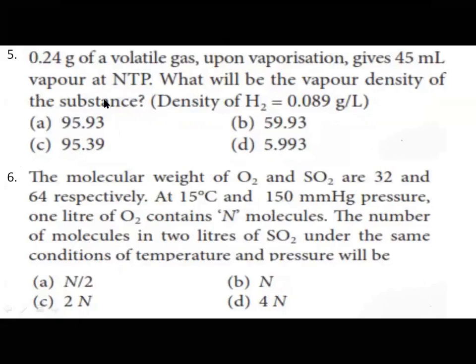0.24 grams of volatile gas upon vaporization gives 45 ml vapor at NTP. Yes, temperature and pressure, normal temperature and pressure. What will be the vapor density of the substance? The density of hydrogen gas is 0.089 grams per liter. So what is the question they have said? 0.24 grams of volatile gas. So what is that they have mentioned? It is weight of gas. The weight of gas given is 0.24 grams.